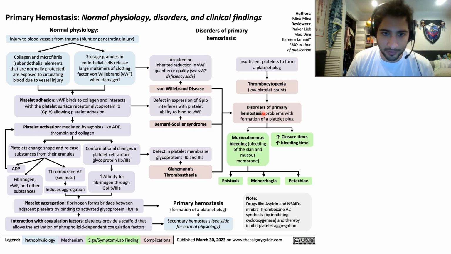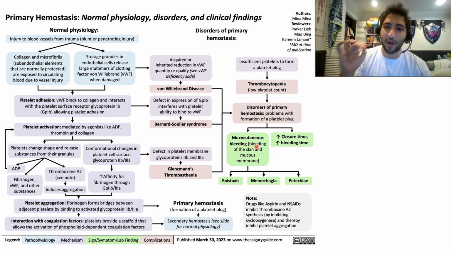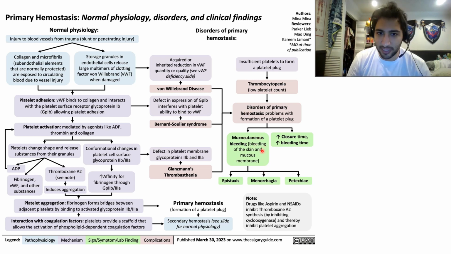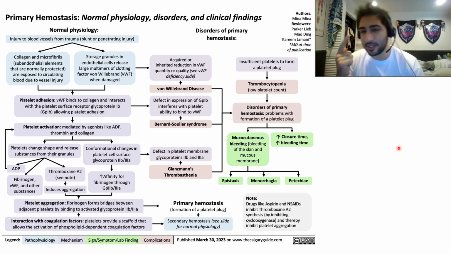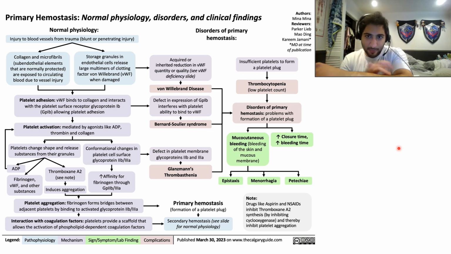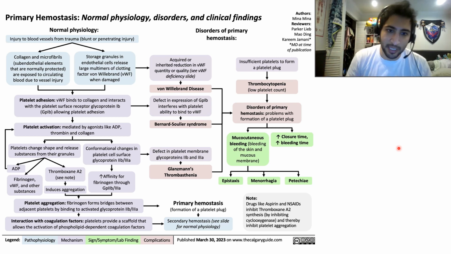This is a physiology lecture, but it's important to know that because it's a problem with a platelet plug, what you're going to see is a lot of mucocutaneous bleeding. So you're going to see it in the skin and in the mucous membranes. So vaginal bleeding, scattered petechiae, so these pinpoint lesions, and nose bleeding or epistaxis.